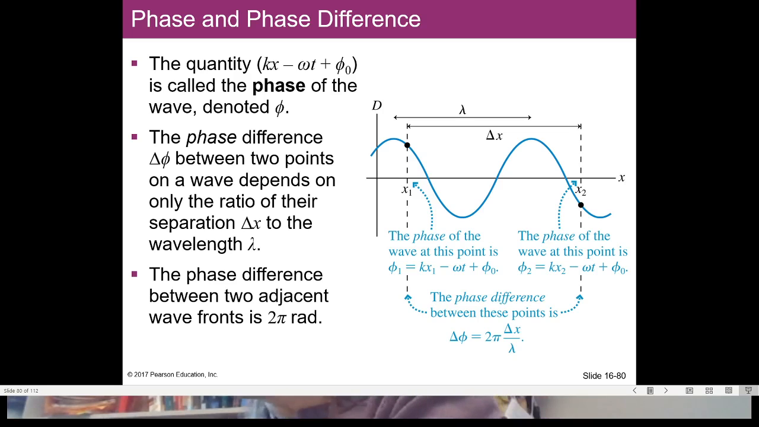Okay, so we need to talk a little bit about phase and phase difference, because that's where we're going to get the phenomenon that we're going to be talking about in the next chapter, namely interference effects.